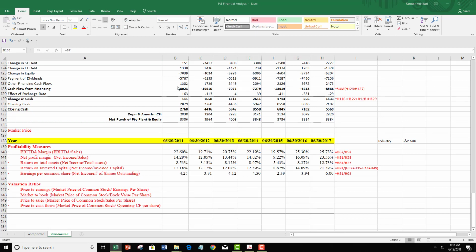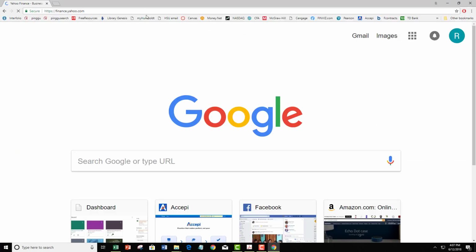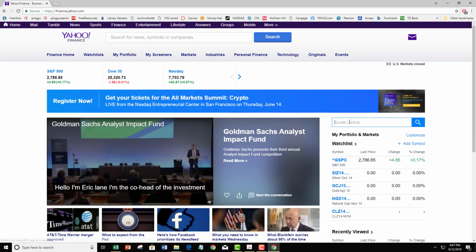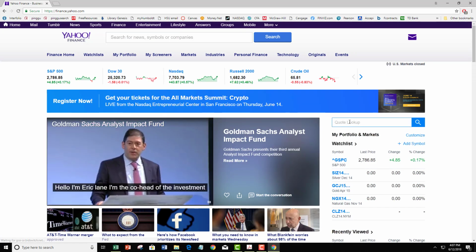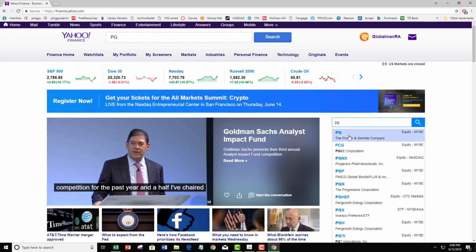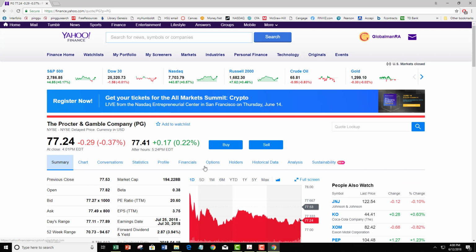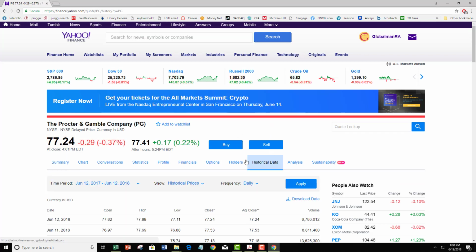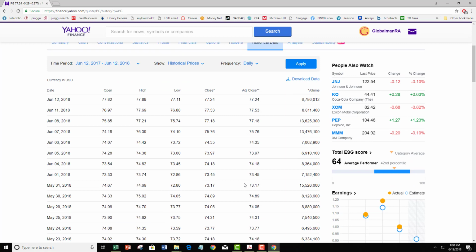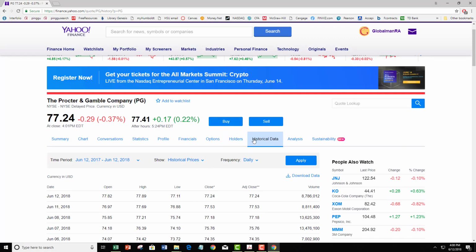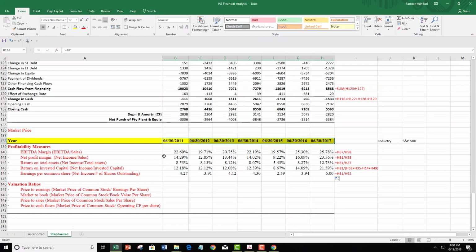So let's go and type finance.yahoo.com. In the little box here on the right side, you can type the ticker symbol PG, and it will suggest the company. Then click on historical data, and it gives you the historical price. Let's figure out what time frame we are looking at. If you go back to our financial statement, we are looking from 6/30/2011 to 6/30/2017. So you have to select that time frame right here.